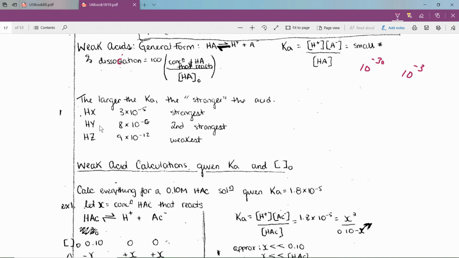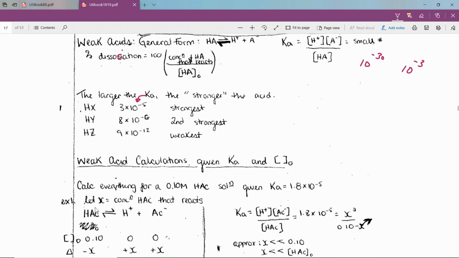I got HX, HY, and HZ. They're all weak acids, but HX is the strongest of the 3 weak ones because it has a larger value of Ka, which means, assuming the same original concentrations of HX, HY, and HZ, you're going to get a greater percent ionization of HX compared to HY compared to HZ because its Ka is larger. So you're going to have greater amounts of H+ and A- relative to your original amounts. Well, okay, sorry, this is at equilibrium, but it's weak. It's not going to be that much different from the original amount.